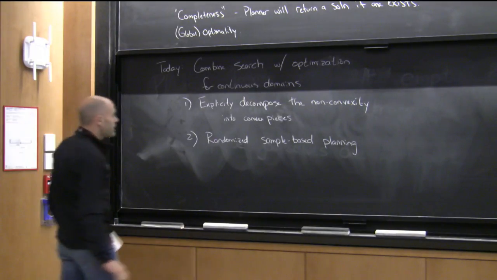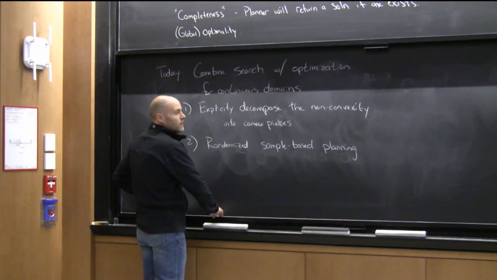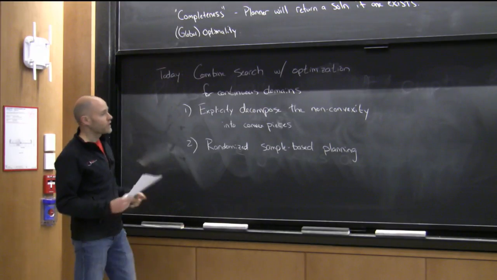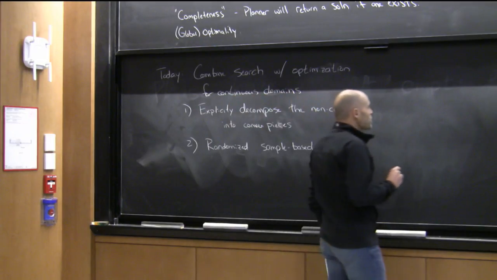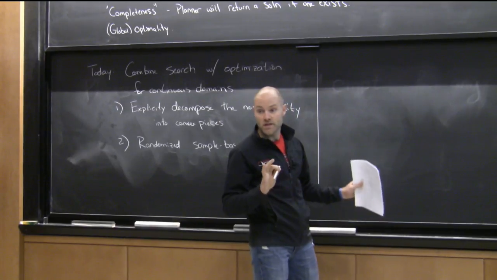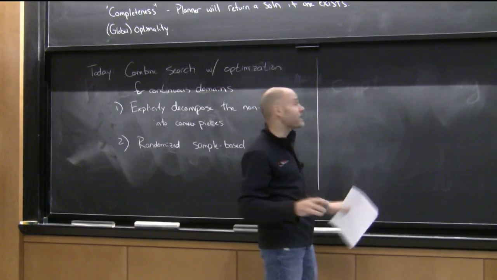Okay, so let's start from trajectory optimization and try to make it more global, okay? So remember, there's one place where trajectory optimization already works, is when the problem, when the trajectory optimization problem is actually convex, right?